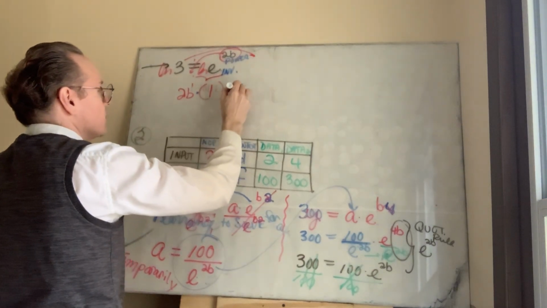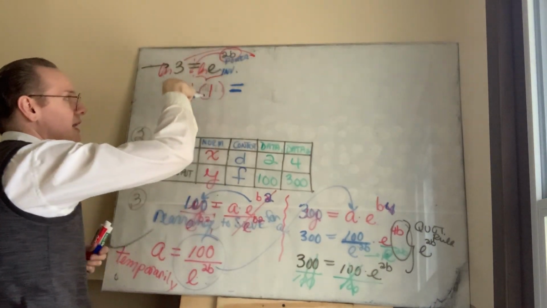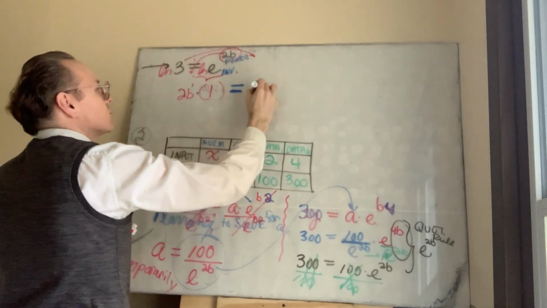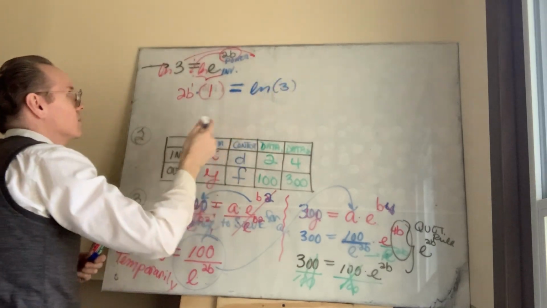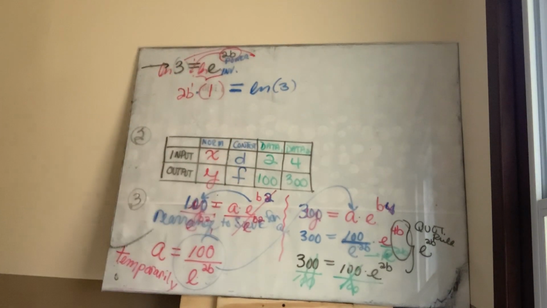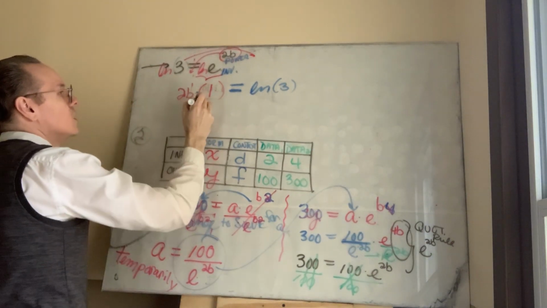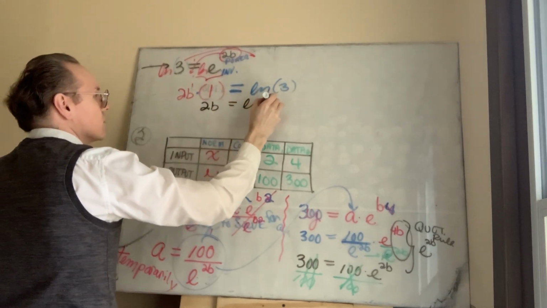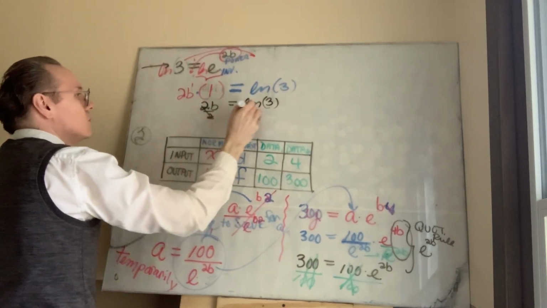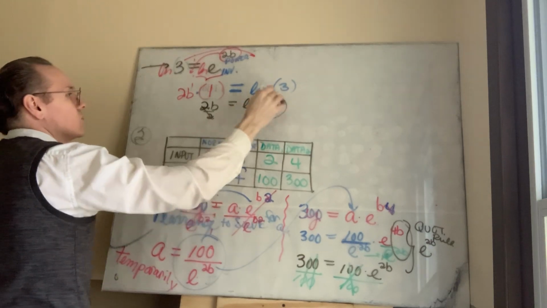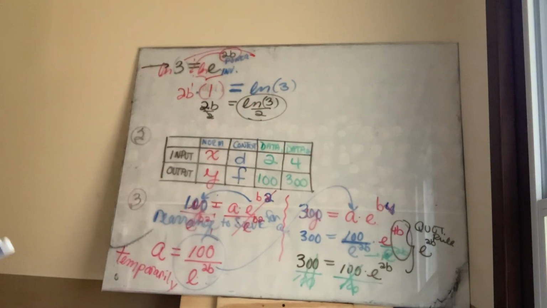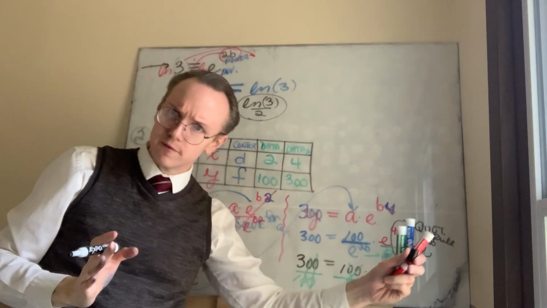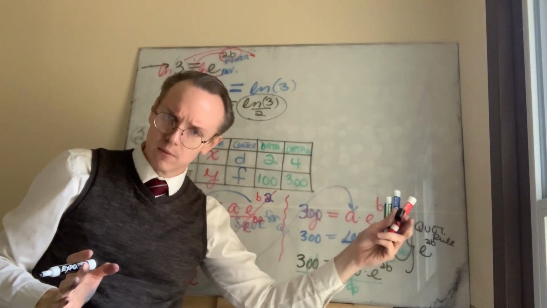Just because I like to have the letter on the left side, I'm just going to write natural log of 3 over here. That means this is really just 1 times 2b, which is 2b. Natural log of 3, divide by 2. And that is a decimal number. What I would do, just to preserve infinity, I'm being a math purist right now.